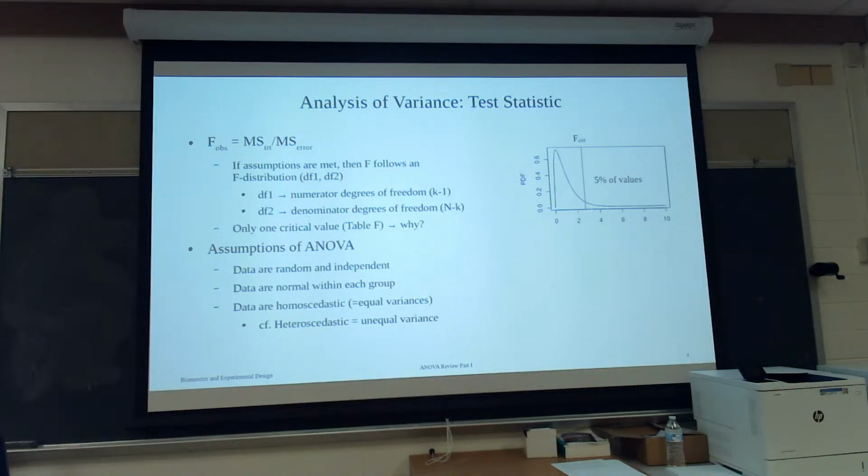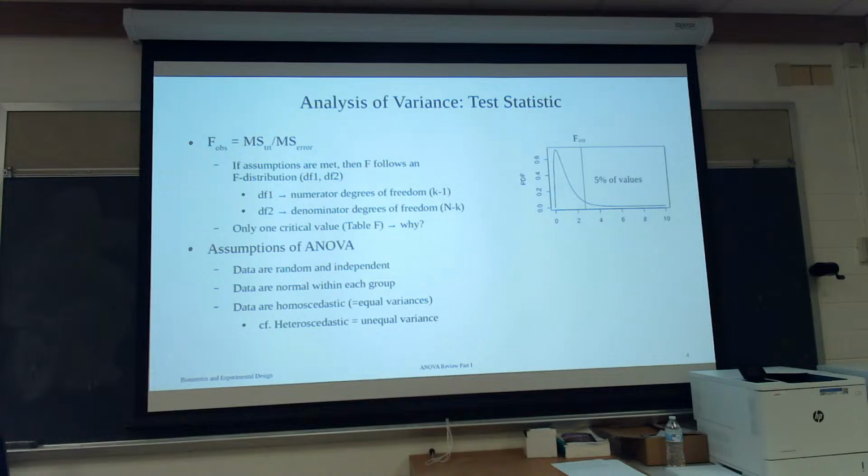Right? If this area is greater than 5%, then we fail to reject our hypothesis. If it's less than 5%, then we conclude that something other than chance gave us our difference, and that something other than chance is the group classification. It's our categories that we're working with.